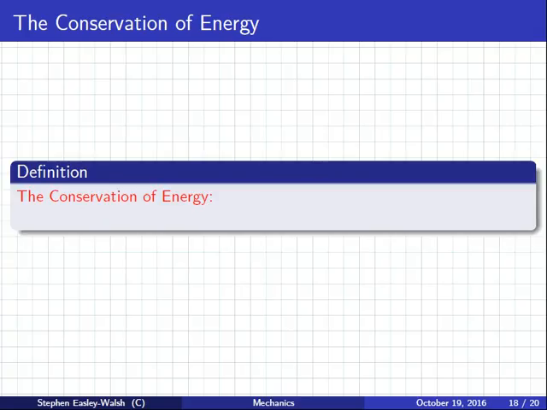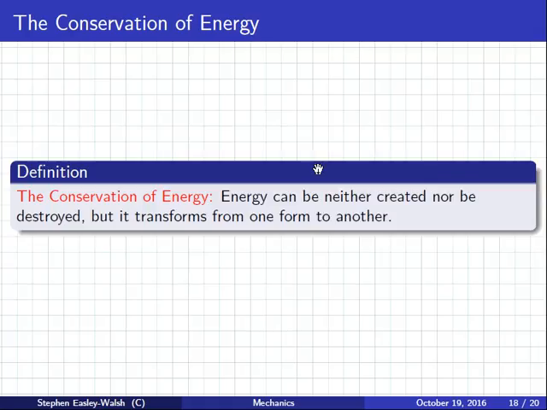Definition. Conservation of energy is the most important idea in physics. Energy can neither be created nor destroyed. It can only change from one form to another. Good. I still want you to write it down though. Conservation of energy. Energy can neither be created nor destroyed, but it transforms from one form to another. It's a classic. I'm sure you've seen this in basic science class. I'll wait for you to write it down.